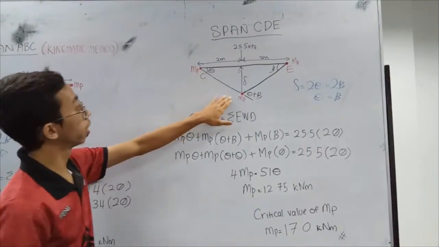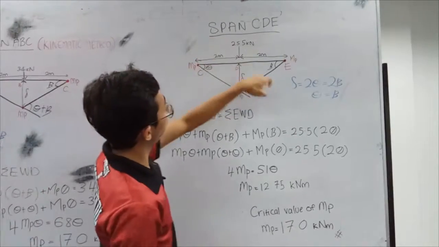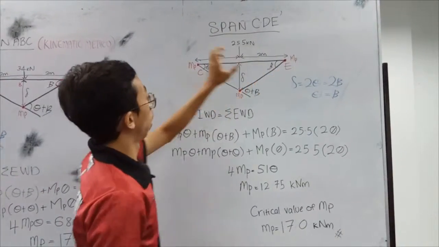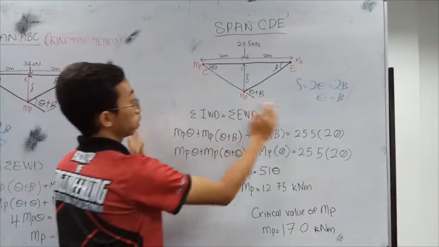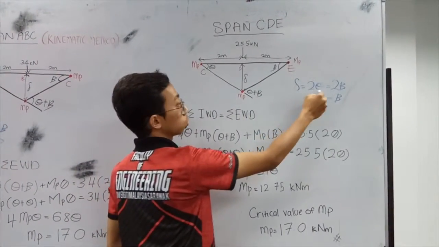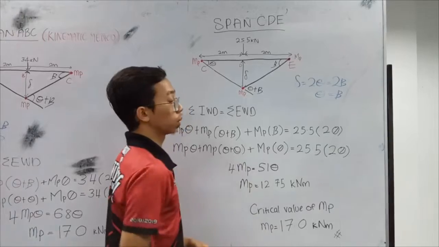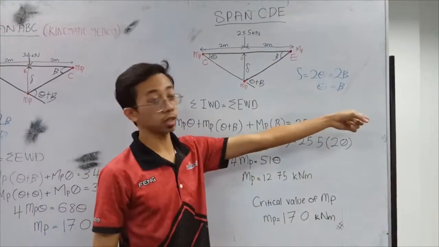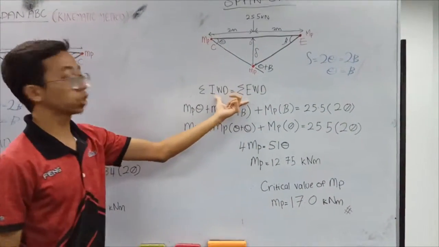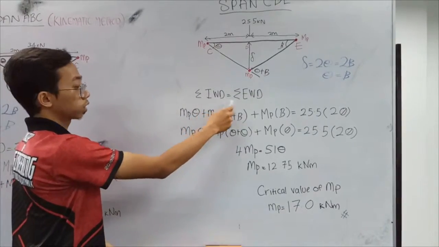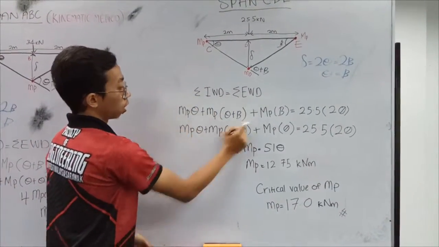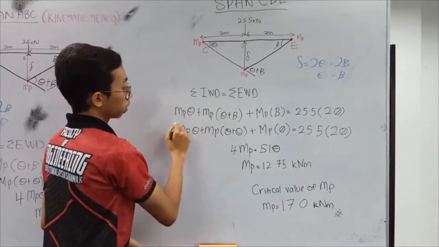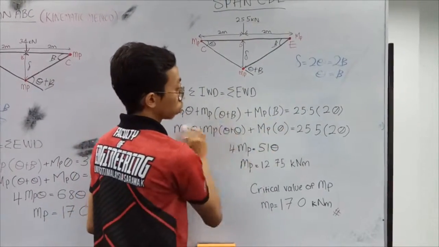Okay, for the next span, span CDE, the same steps: find the plastic moment, which lies at point D and at point E. After we found the plastic moment, we equate the same, delta equals 2 beta, and we get delta equals beta. After that, we form an equation of internal work done equals external work done. For this, we just put it in this equation, and we got this equation.